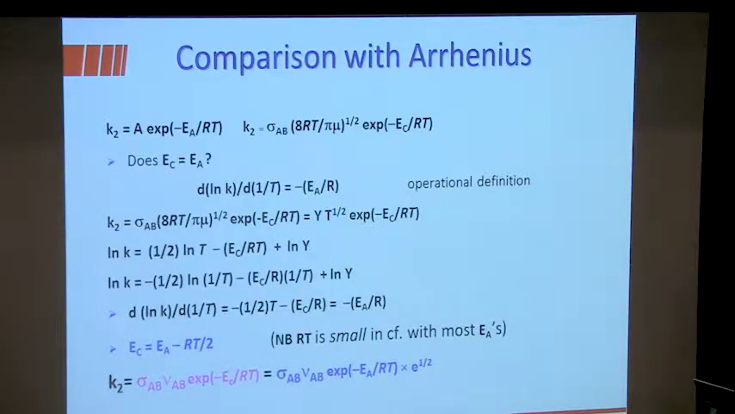So when you have this, you can see that EC is equal to EA minus RT all over 2. So we actually have then k2 is equal to sigma AB, nu AB, times the exponent of minus EC over RT, and that's equal to sigma AB, nu AB, times the exponent of minus EA over RT, if you want, times e to the power of a half. So there's a little bit of a difference between the EC and EA. I think that's nice. It just shows you the difference.